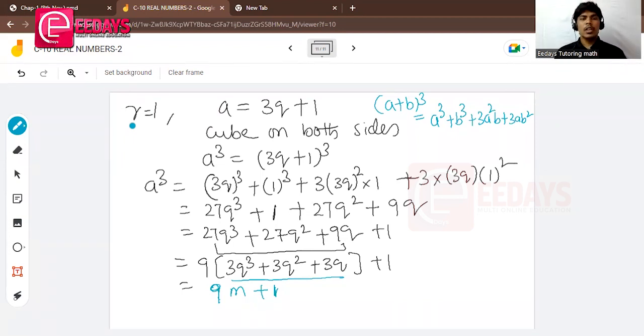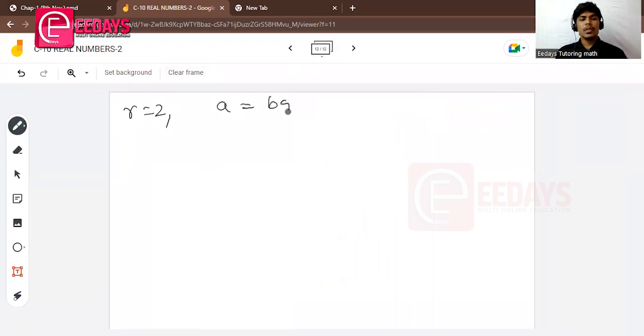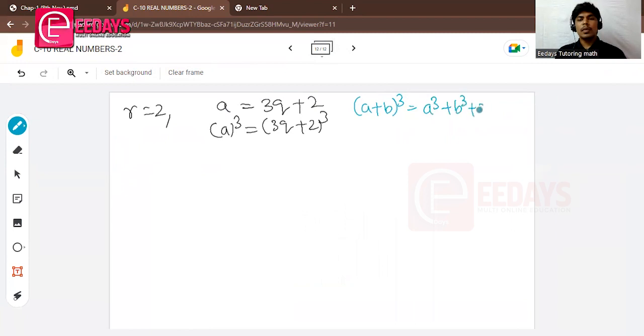I hope everyone understood. Now our job is to take r is equal to 2. The remainder r is equal to 2. Let's try with a is equal to bq plus r. So a is nothing but 3q plus 2. Now cube on both sides, so you'll get a cube, (3q plus 2) whole cube. Same way, the formula I already wrote in the previous slide: (a plus b) whole cube is equal to a cube plus b cube plus 3a square b plus 3ab square.